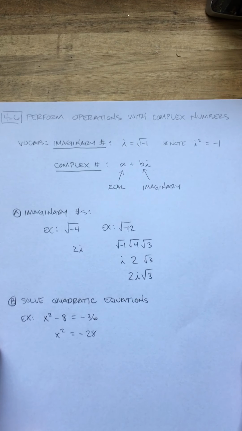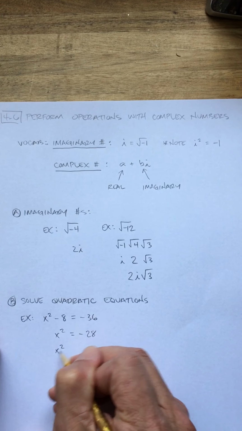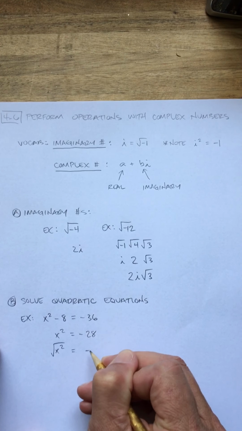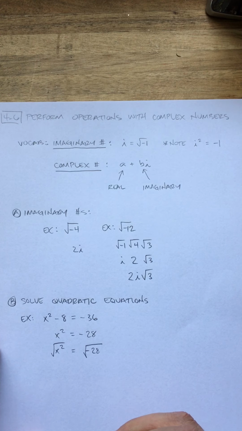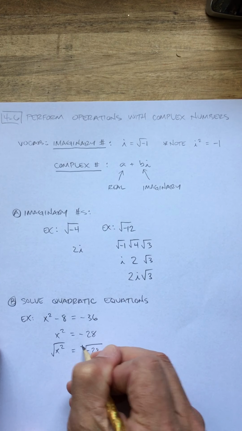And now we're going to take the square root of both sides, so take the square root, okay, x squared, take the square root, equals negative 28, we'll take the square root, okay. Remember, every time you take the square root of both sides, you have to put plus or minus, okay.